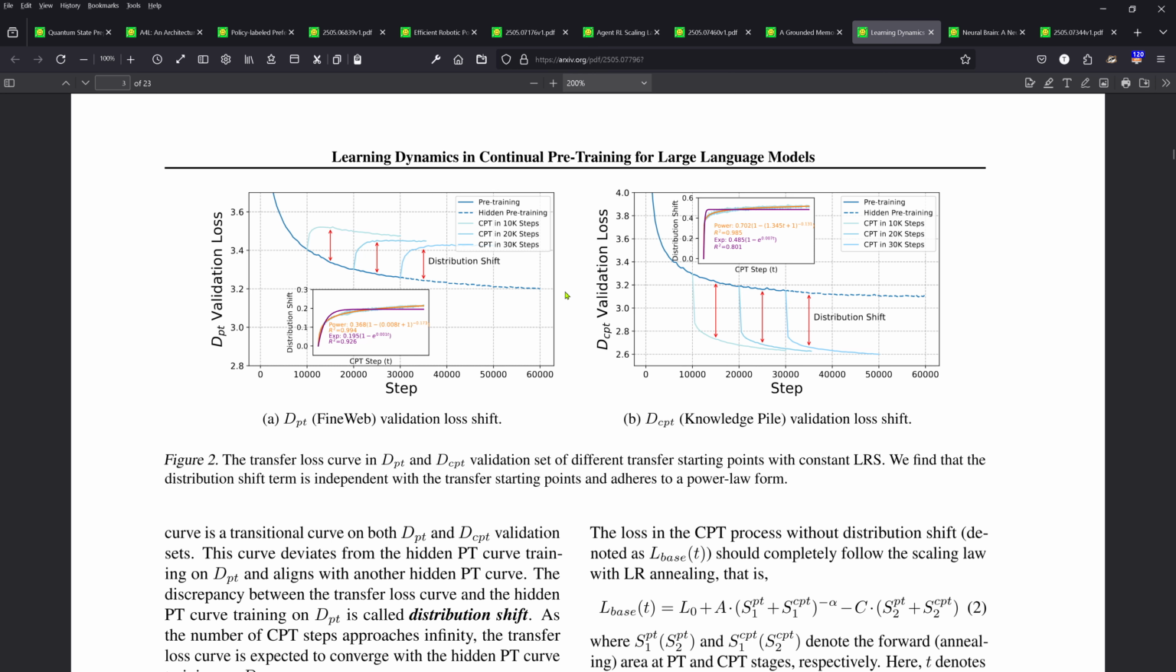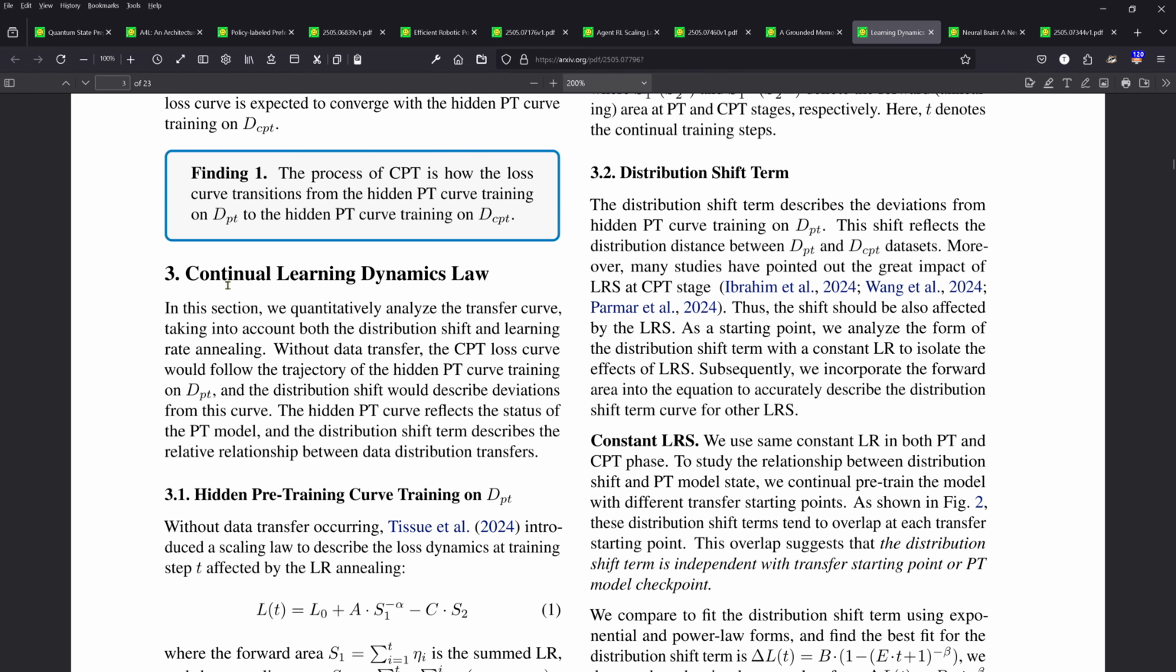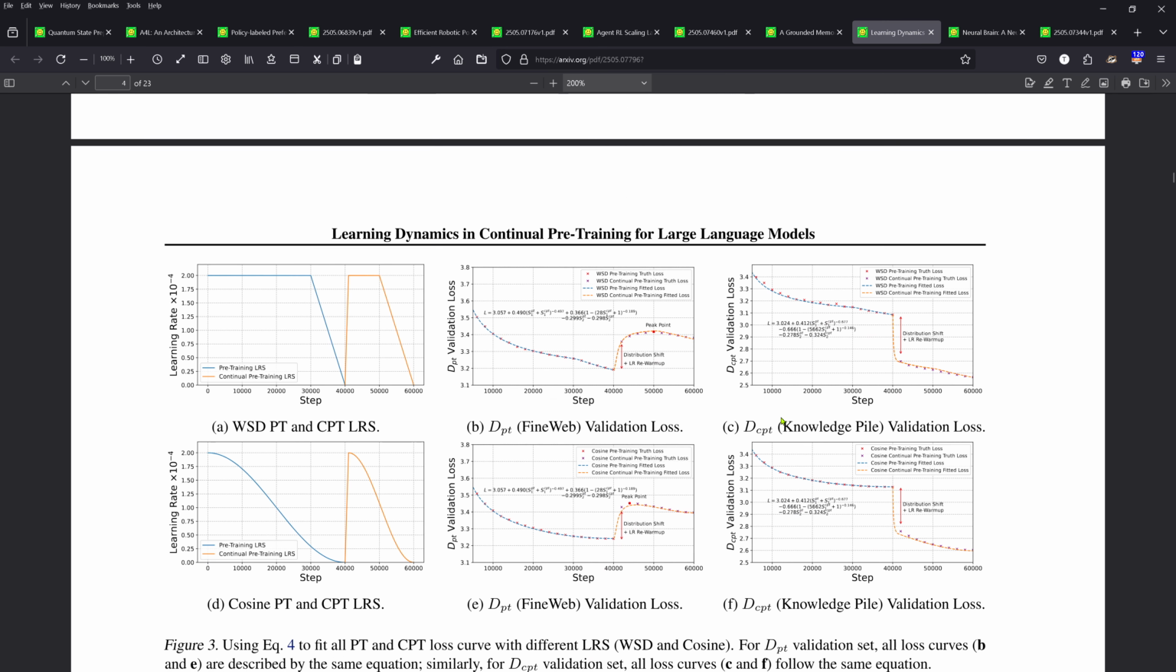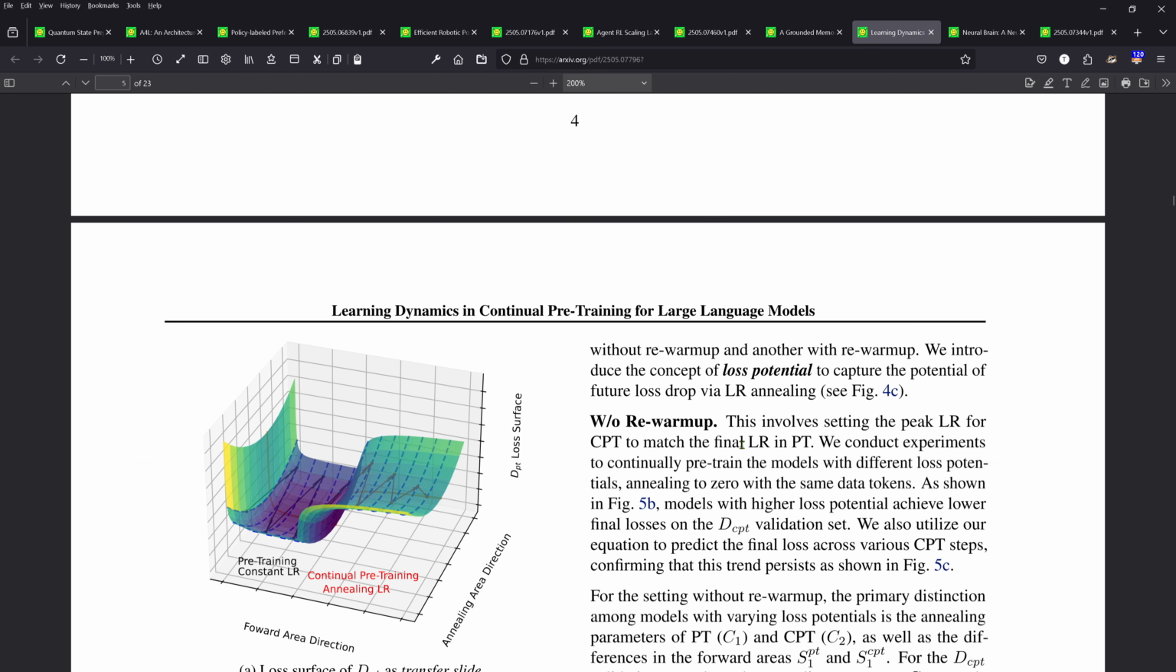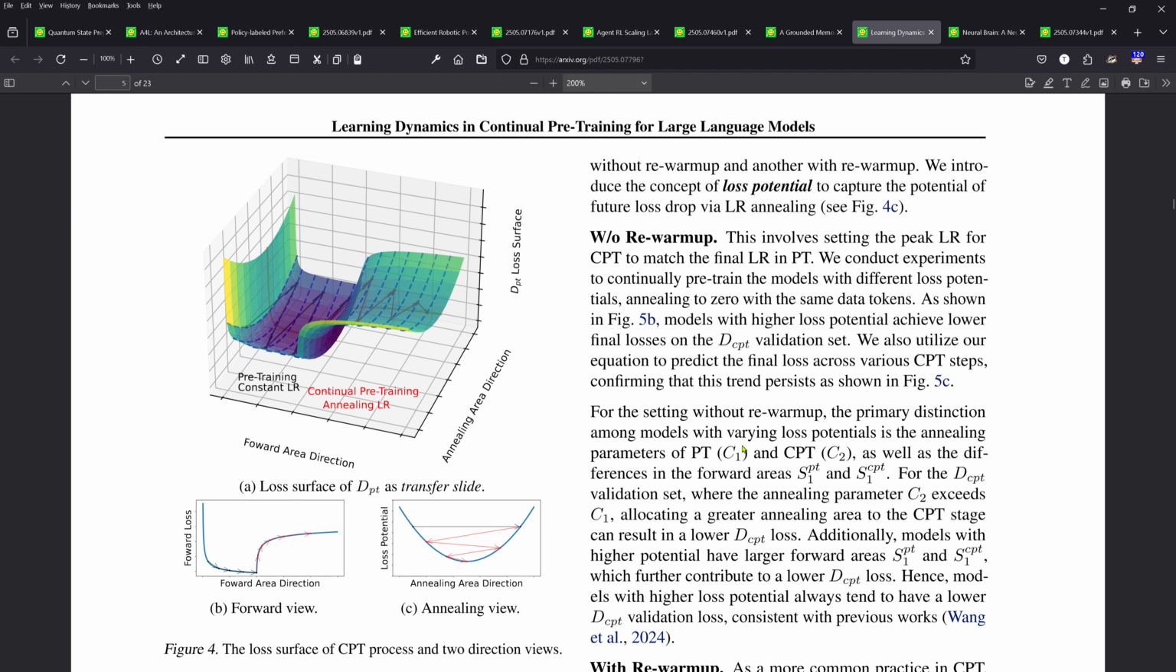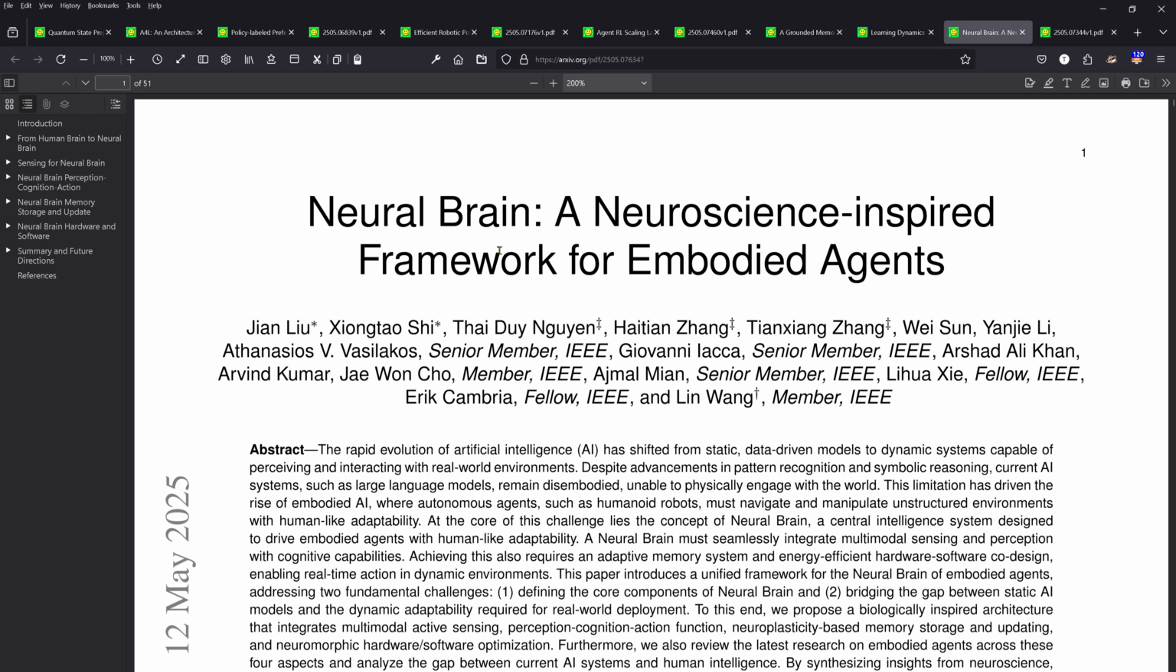What happens to the loss function? How is, for example, the continual learning dynamics law, the hidden pre-training curve, training distribution shift terms, and they have really a beautiful deep dive here. Also, the final transfer curve, what are the scaling laws, and power law distribution shift. Real nice if you want to understand what is happening, what you have to watch out for in pre-training if you have certain thresholds. Great. Then, yeah, this I found interesting.